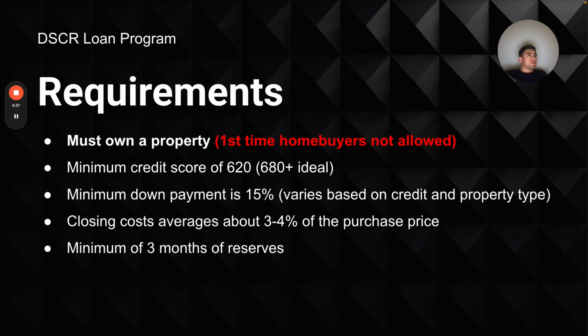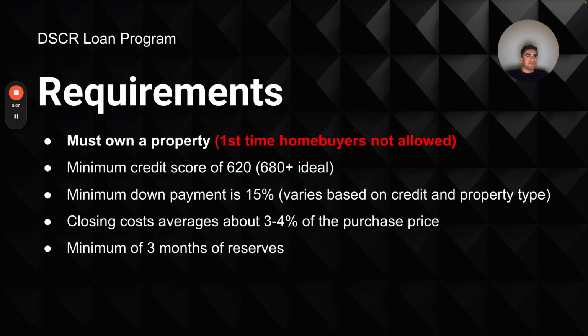Now, aside from that, the minimum credit score is 620, and I say 680 plus is ideal because yes, you can qualify with a credit score of 620, but the terms aren't going to be as good. A larger down payment may be required. So generally speaking, 680 plus is where you want to be with this program. Minimum down payment is 15%. However, that does vary based on your credit score, like I mentioned earlier, and the property type, which we'll get into a little bit later.